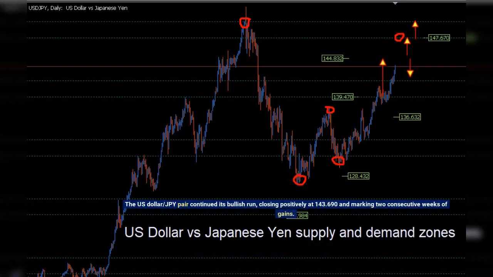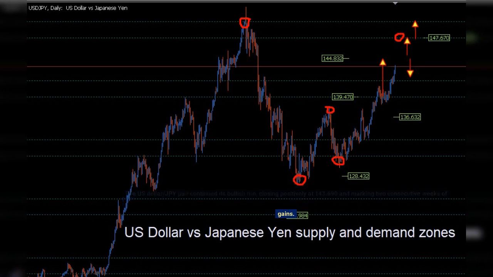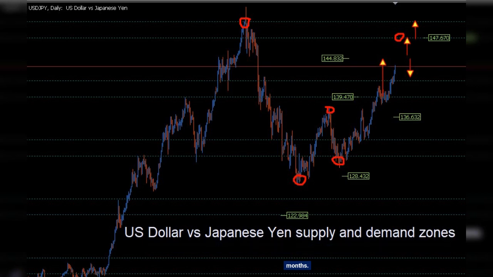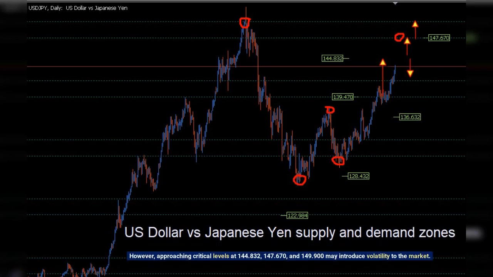The US dollar JPY pair continued its bullish run, closing positively at 143.690 and marking 2 consecutive weeks of gains. Since breaking out at the 131 to 133 demand zone, the pair has maintained its bullish momentum for over 3 months. However, approaching critical levels at 144.832, 147.670, and 149.900 may introduce volatility to the market.